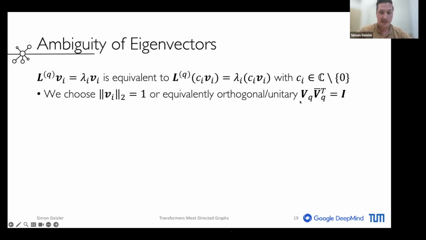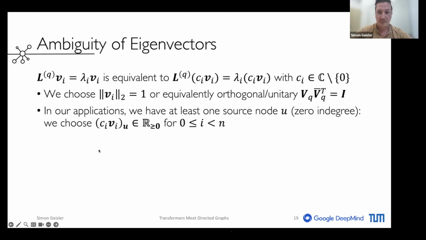And equivalently, we can also say that the matrix of eigenvectors is a unitary matrix, or orthogonal in the real case. So if you take the matrix of eigenvectors times the eigenvectors conjugate transpose, we end up with the identity. And with this, the magnitude of this c_i is gone. So we have the magnitude of the vector fixed, and then for real eigenvectors, this will just mean that c might be -1 or +1, which is exactly the sign ambiguity.